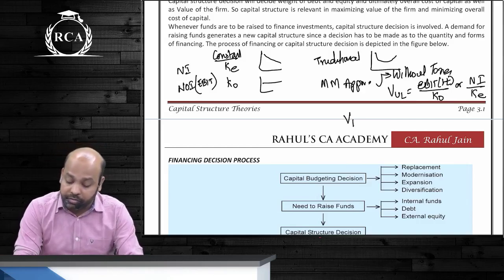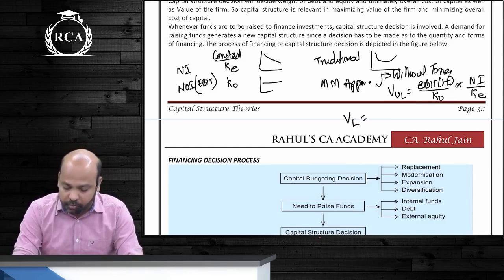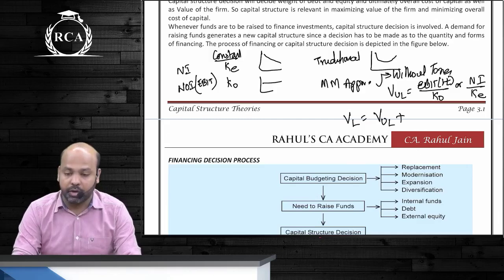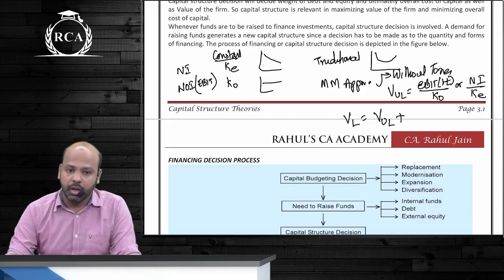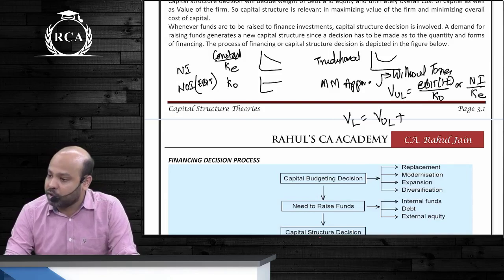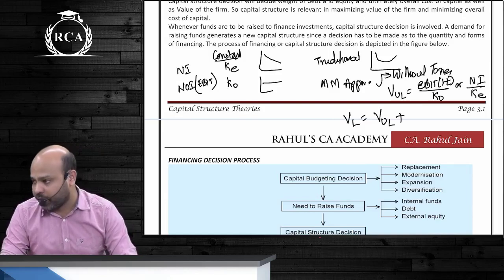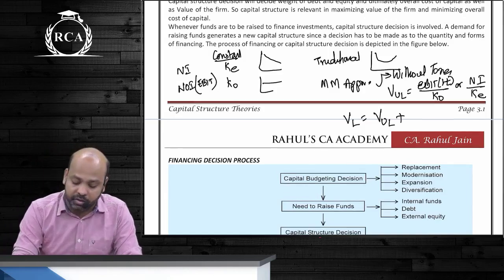Value of a levered firm, guys, this is firm, this is not value of equity. Value of a levered firm will be value of unlevered firm plus tax advantage on account of debt. Tax advantage on account of debt has been computed assuming that debt is perpetual and by discounting tax savings on interest at pre-tax cost of debt. So that derivation resulted in tax savings as debt amount into tax rate.